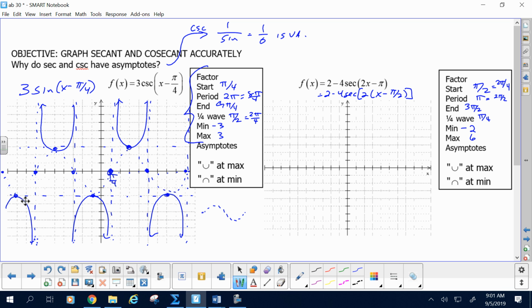For a scale here, 1 box to pi over 4 or 2? Every quarter wave is pi over 4, yeah? So if you make your scale pi over 4, your waves are going to be pretty tight. Do you want to go with the pi over 4 scale, or maybe 2 boxes to a pi over 4? I would suggest, if you want this to be a little less busy, maybe go 2 boxes to pi over 4.